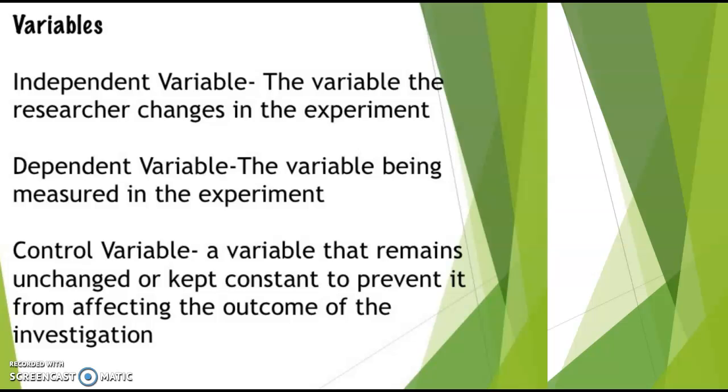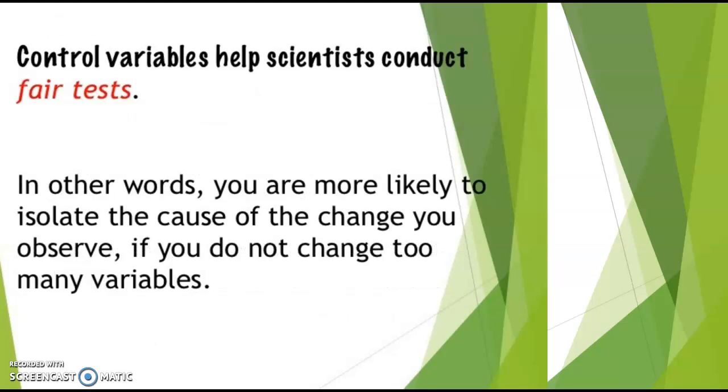And then a control variable means that you don't change it. The rest of those things, like where you put the plant, doesn't change. So control variables help scientists to conduct fair tests. So you're more likely to isolate the cause of change if you don't change too many variables. So if you're trying to figure out how much water affects plant growth, you only want to change the water. You don't want to have different kinds of plants or different locations of the plant. You want to keep those the same.